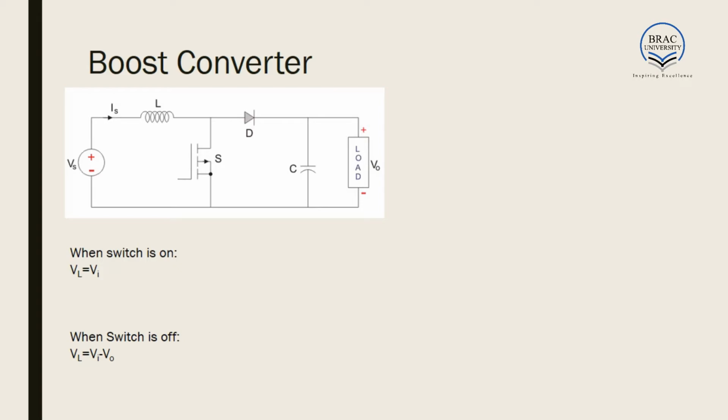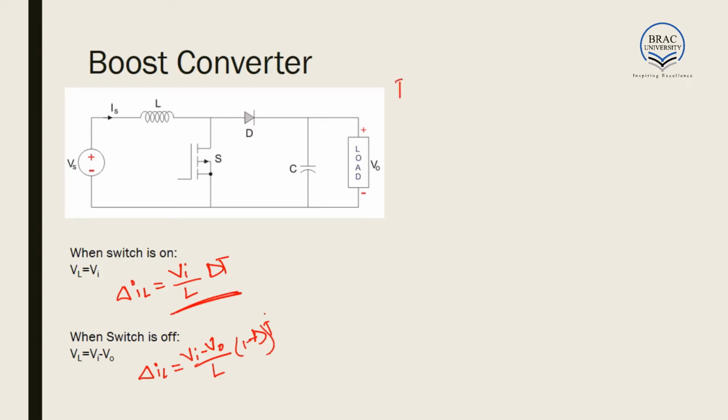Now let us look at the boost converter. In case of the boost converter, by similar calculation, we get ΔIL is equal to VI divided by L into DT since the switch is on, and again we get ΔIL is equal to (VI minus V output) divided by L into (1 minus D)T. So for simplification, we will be using this expression.